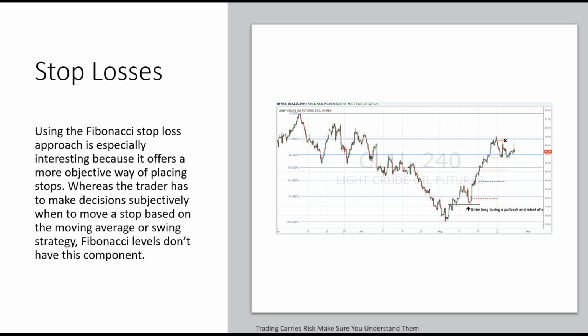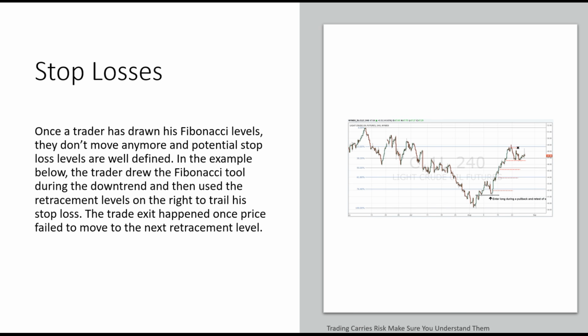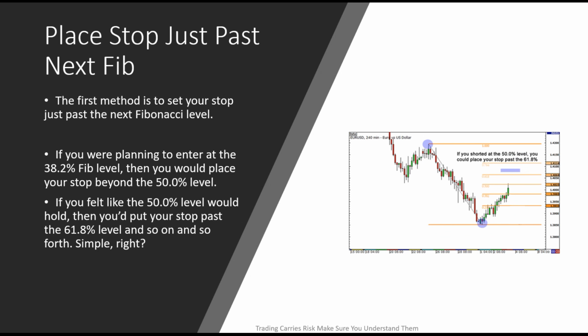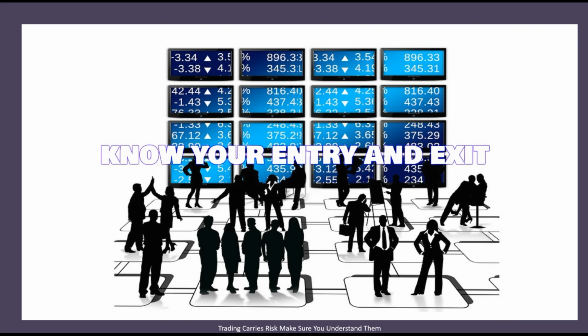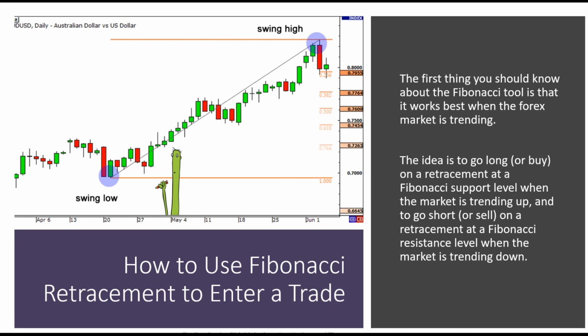So using the fib stop loss approach is especially interesting because it offers a more objective way of placing your stops. Many people place their stops based on prior swing lows and swing highs. Some based on how much of a difference when the candlestick broke, or when it broke out of a pattern. Fibonacci uses the next level or the previous level and sets the entry or the stop loss point slightly above or below that point, depending on which way it's going. So once a trade is drawn as Fibonacci levels, they don't move anymore, and the potential stop loss is well defined.